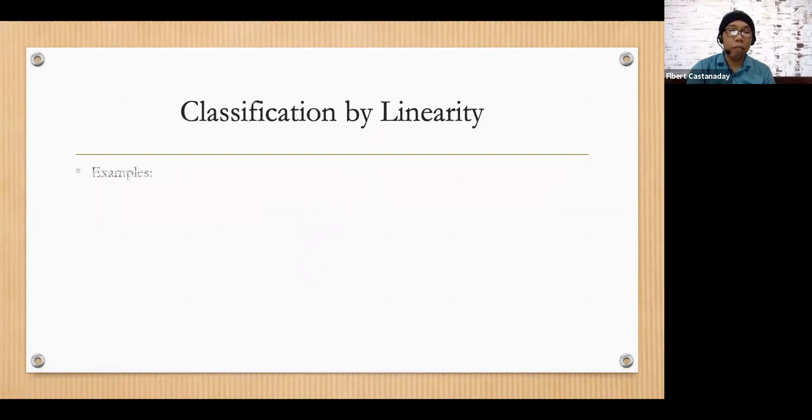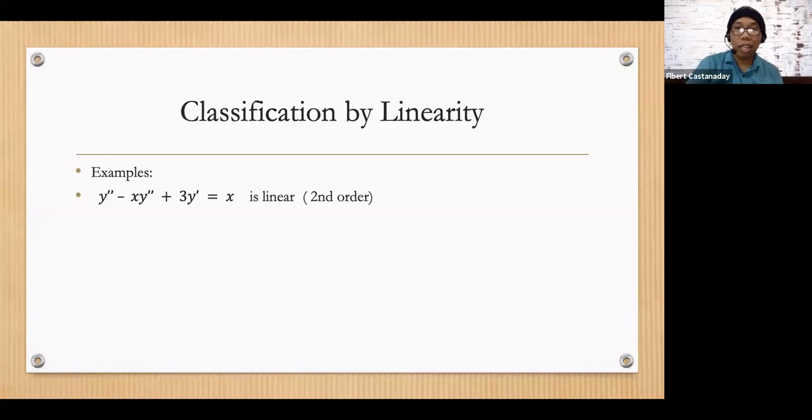Okay, let's give some examples here. Number one, this is linear, second order. When we are finding the linearity, usually the degree is 1. If it is linear, automatically the degree is first degree. Follow? Because if it is second degree, you will not say it's linear. It is non-linear right away. Per the first property, remember, the derivatives and the dependent variable, the power should be 1.